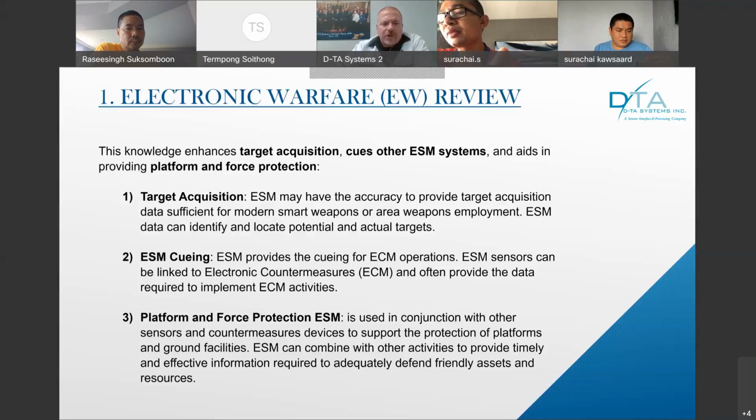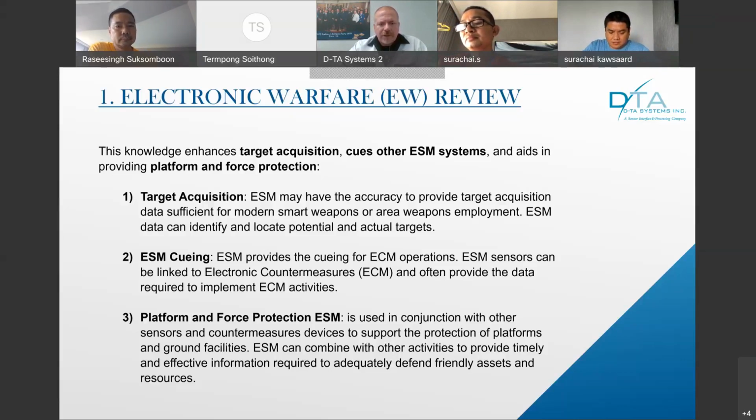So especially when you start cross-fixing, if you have 3 ships or multiple ESM systems, be it ship or land-based, and you can triangulate the ESM, you could put in a nice cross-fix, and with the cross-fix, you will get an exact position or location of that signal. So ESM cueing provides the cueing for ECM operations. ESM sensors can be linked to electronic countermeasures and often provide the data required to implement electronic countermeasure activities.